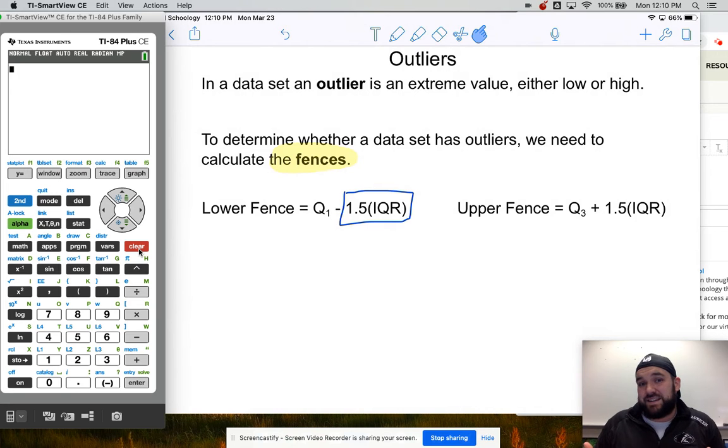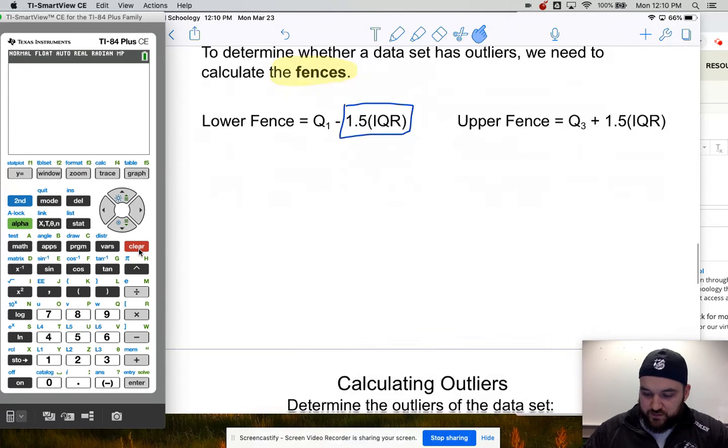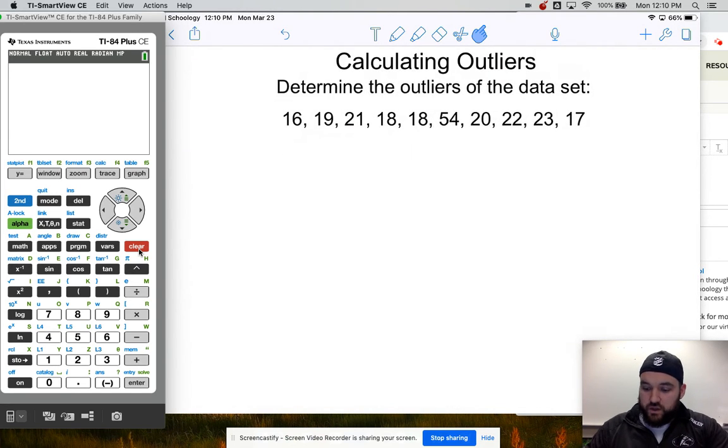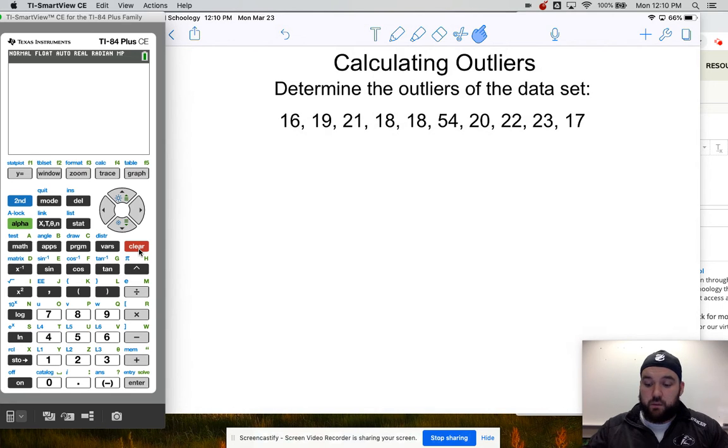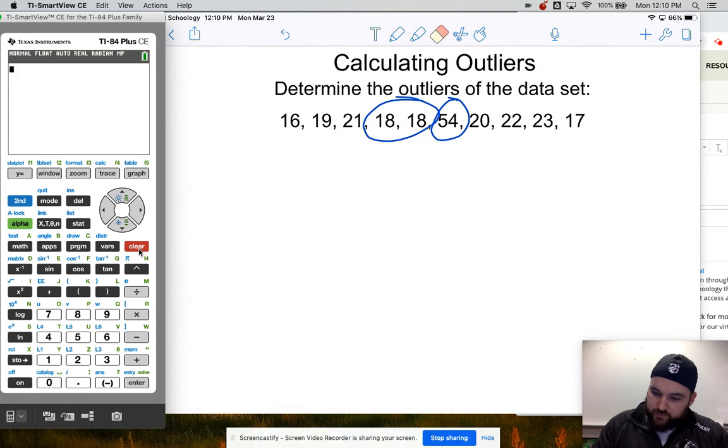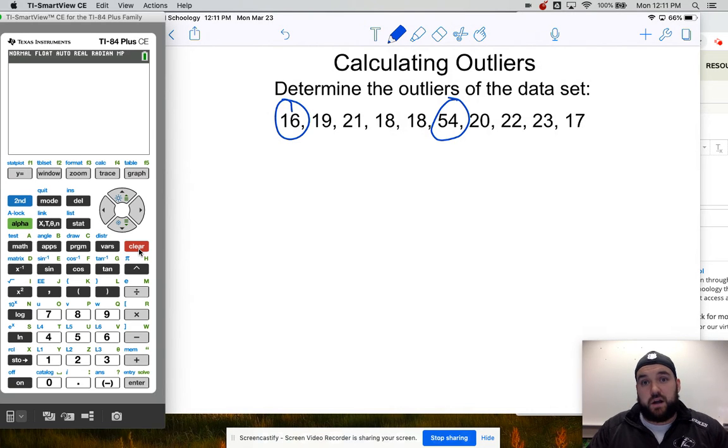Let's just see an example, and hopefully it'll make a little bit more sense. Okay, so I'm going to calculate whether or not we have any outliers in this data set. If I look, the smallest number I have is 18, the biggest number I have, that's a lie. The smallest number is 16, and the biggest number is 54. So the question is, are either one of those going to be outliers?